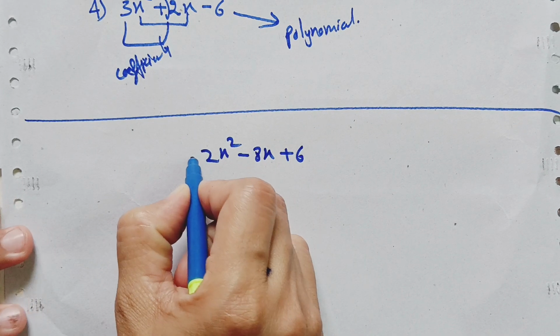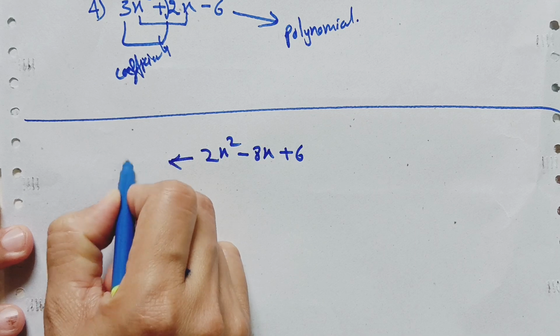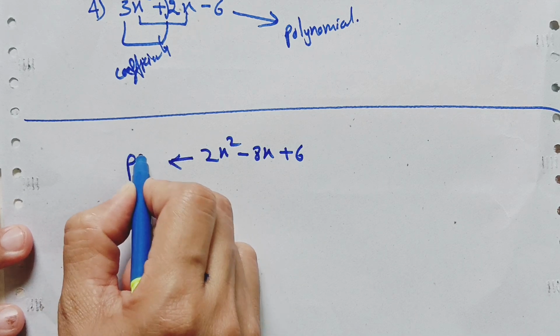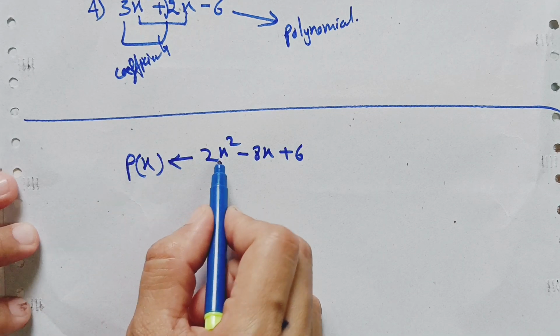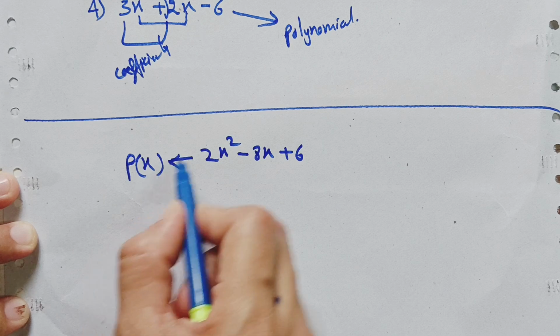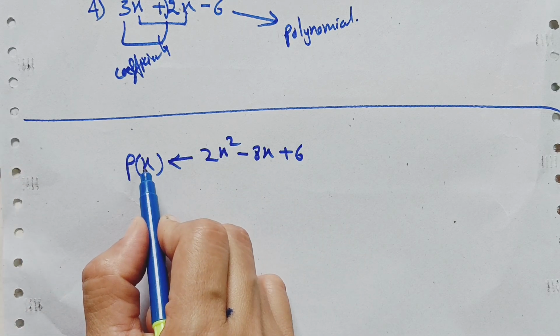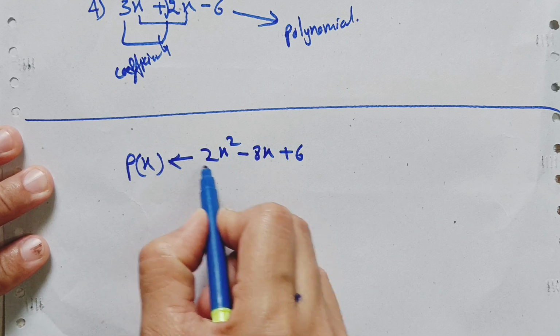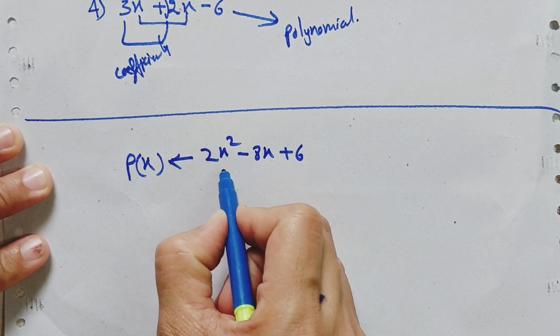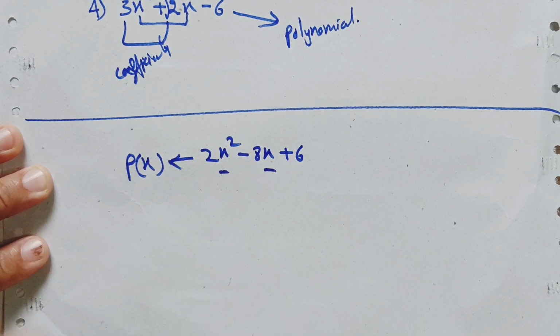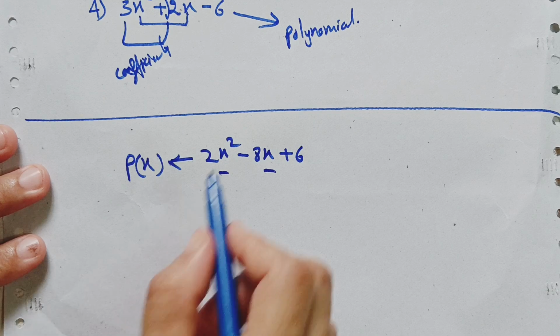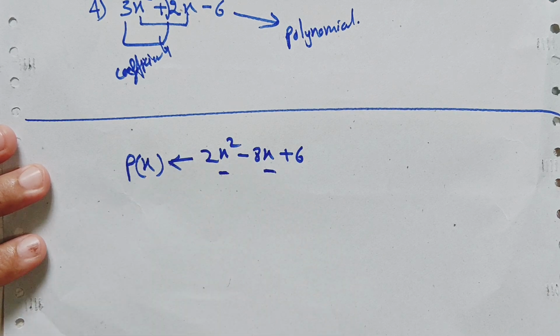But how can we define it? We can define it by p, which is a polynomial of x. We can write this as p of x is equal to 2x square minus 8x plus 6. Why am I writing only x here? Because in this entire expression we have the common variable, which is x. That's why it is defined as p of x.